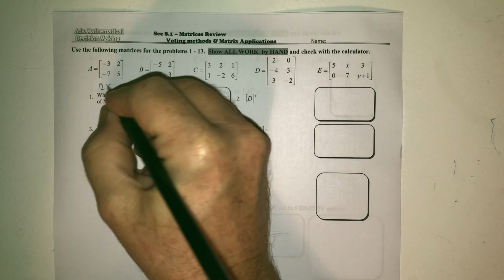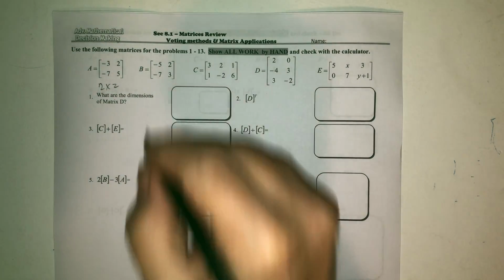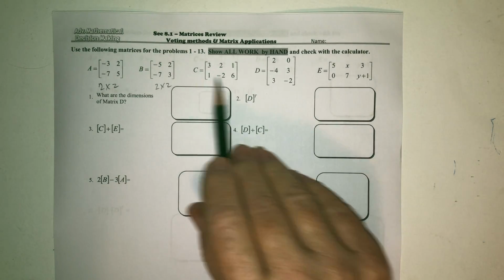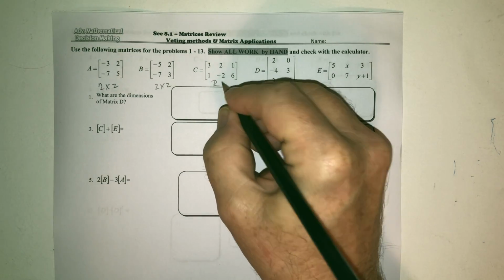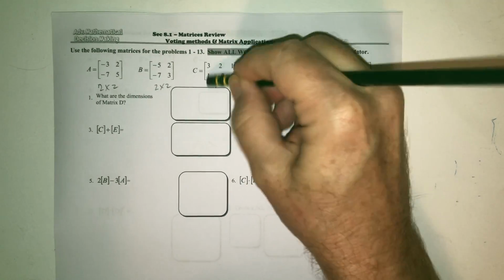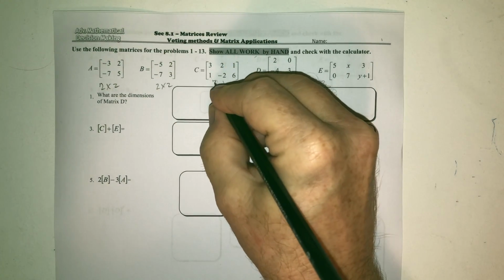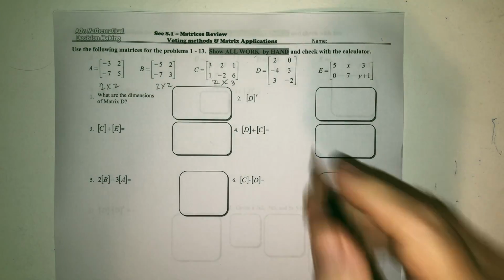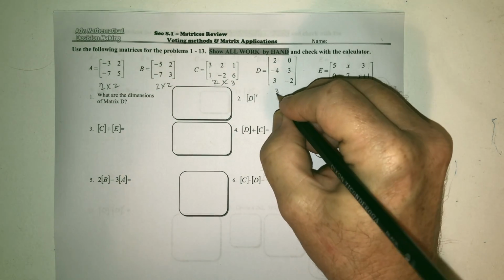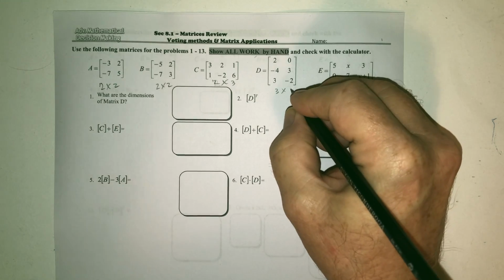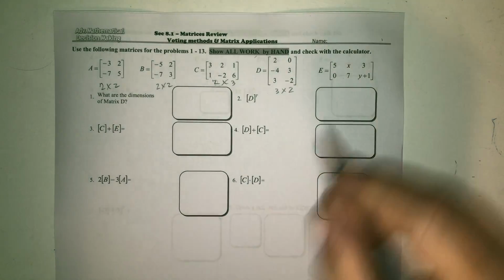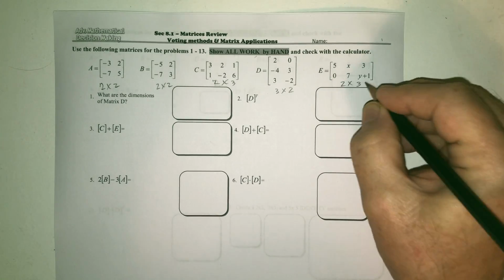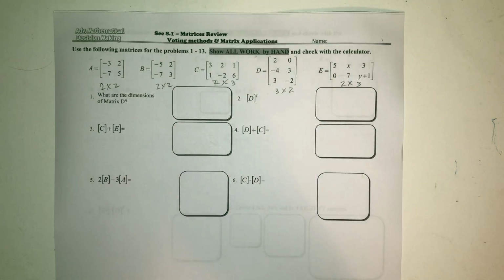So that's a 2 by 2. B is also a 2 by 2. Matrix C has 2 rows and 3 columns. 1, 2, 3. Matrix D has 3 rows and 2 columns. Matrix E is what's called a 2 by 3 because it has 2 rows and 3 columns.